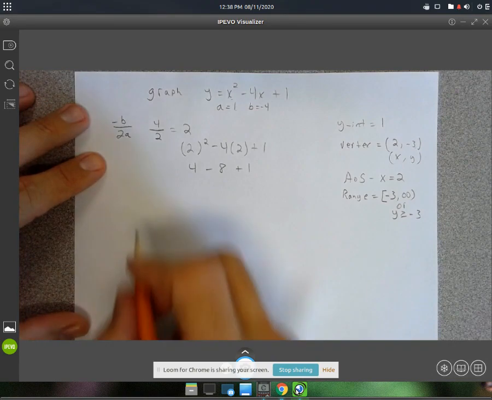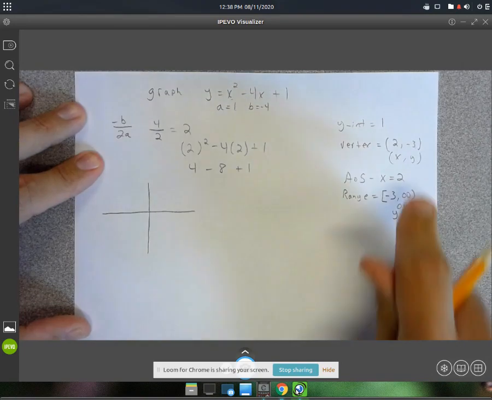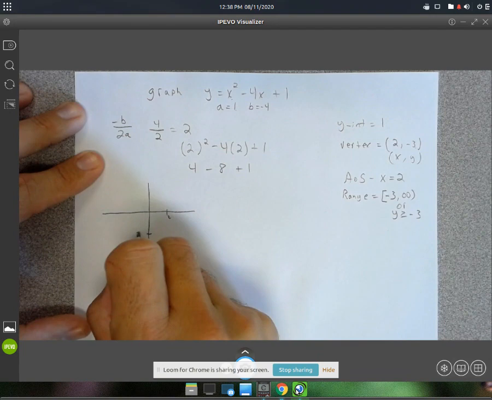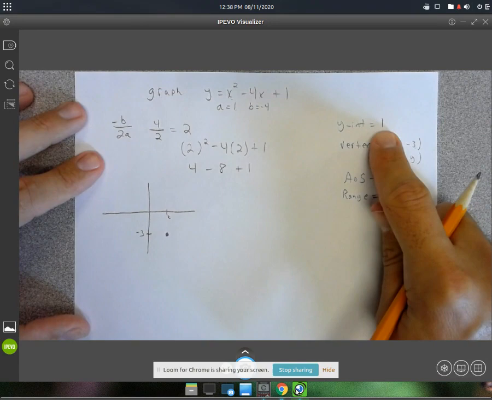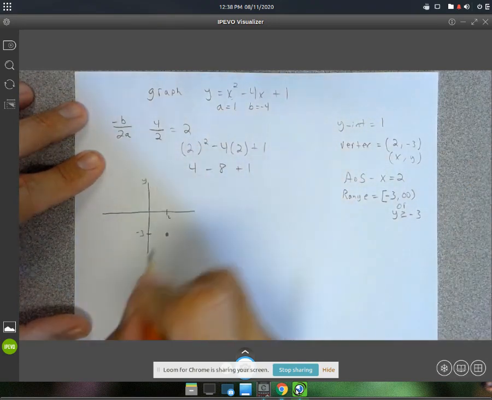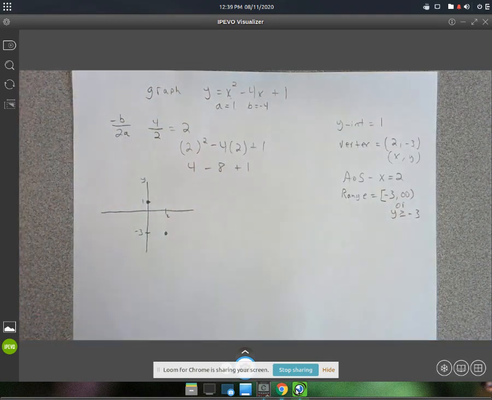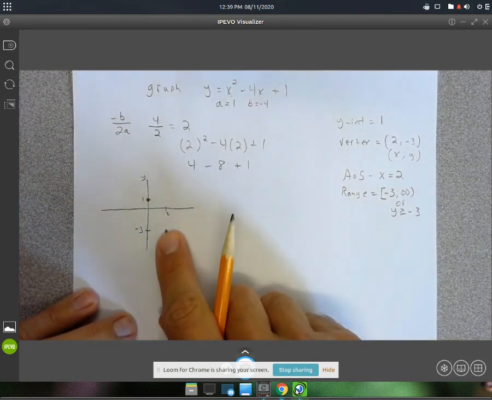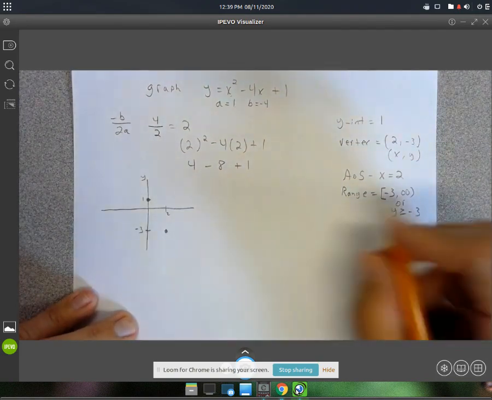All right, we probably ought to graph what we have here so far. So we've got a vertex at 2 comma negative 3. So that'll be 2. This can be negative 3. Okay, we got a y-intercept of 1. So we can draw that. All right. We know it's going to be opening up. Now, what I want to do is I want to pick an x value close to my vertex here. So close to 2. I could do 3, or I could do this way and go 1. I think I'll just do 1.